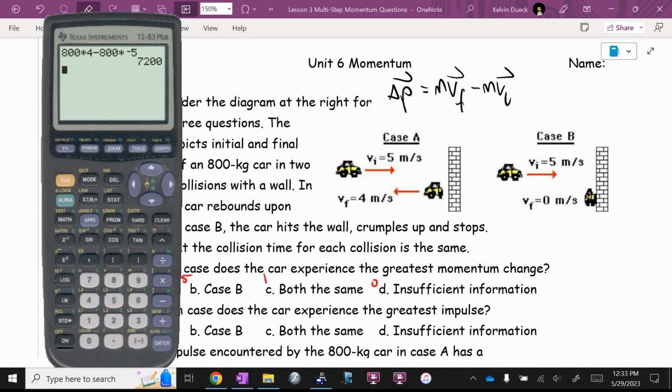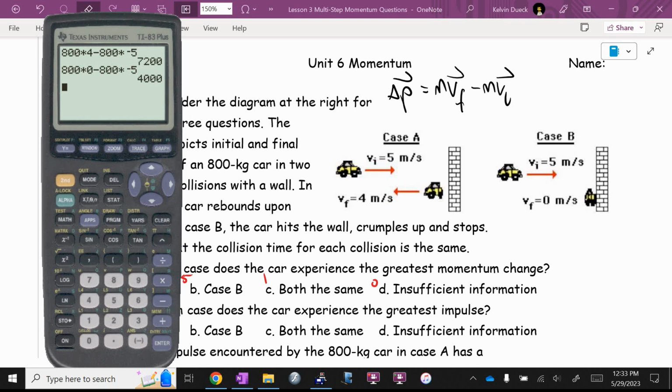So in situation A, I get an impulse of 7,200. What about in situation B? 800 times, Jackson, what's v final? Probably could have skipped typing that, but I'll put it in there. Minus 800 times what's v initial. Again, if we're going to be consistent, negative 5, if we're going to use the same direction.